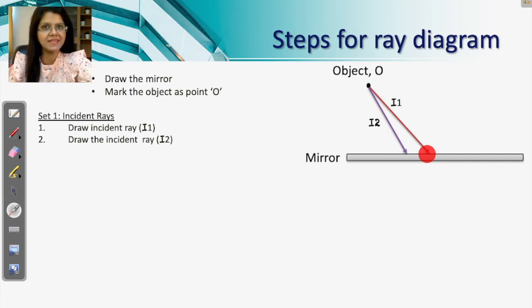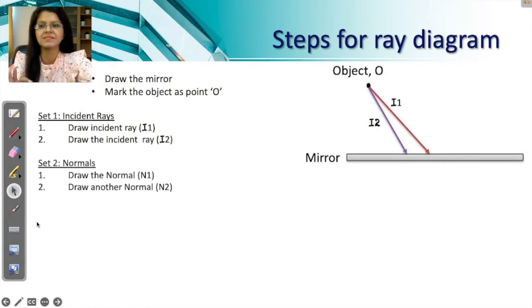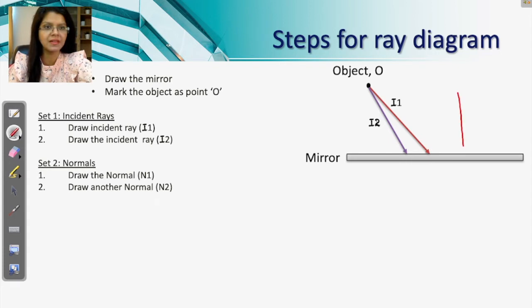Now, what is the second step? Second step is also easy. In the second step, you are going to draw the normal. Second step, which is also called set two, draw normals. Draw the normal N1 and draw another normal N2. But where do you draw the normal? Do you draw the normal here, here, here? Where? You draw the normal at the point where the incident rays are hitting the mirror. So you'll draw the normal at this point and this point.